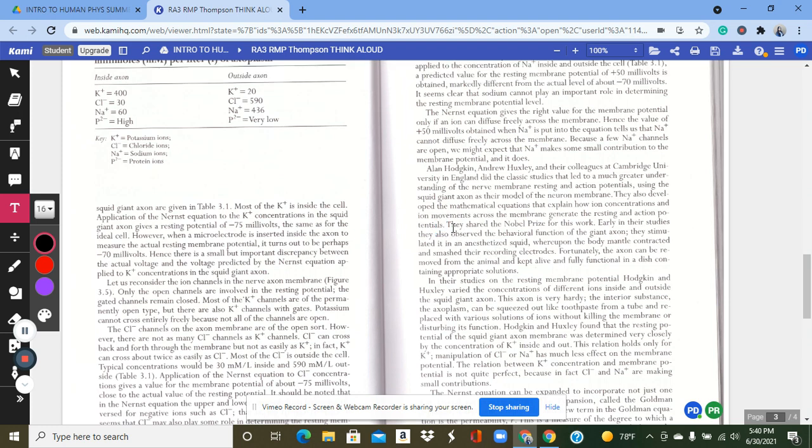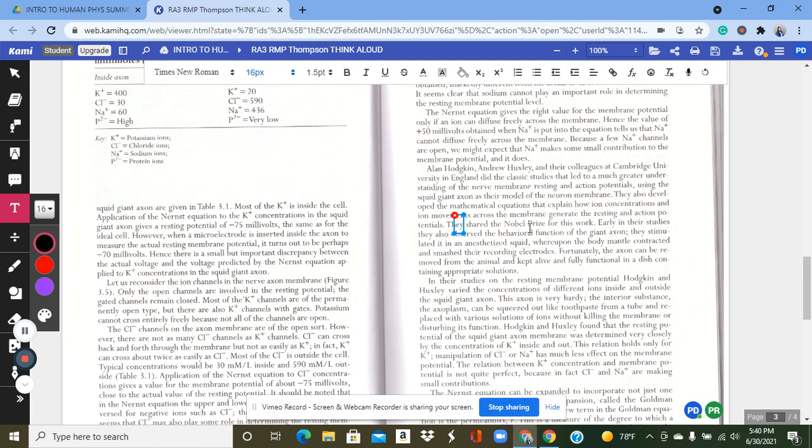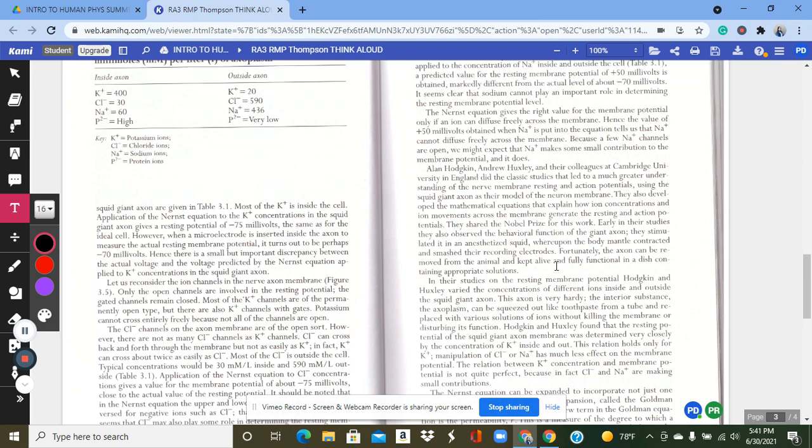Okay, so where were we? Okay, here. So they shared the Nobel Prize for this work. Early in their studies, they also observed the behavioral function of the giant axon. They stimulated it and anesthetized. Oh my god, let me pronounce this right.